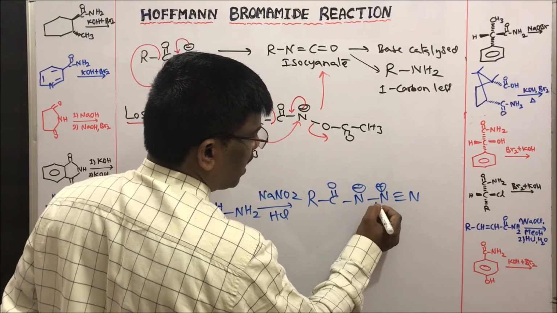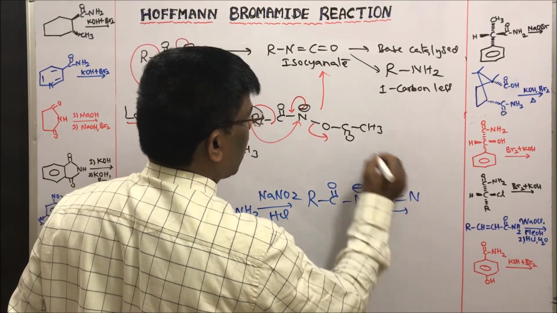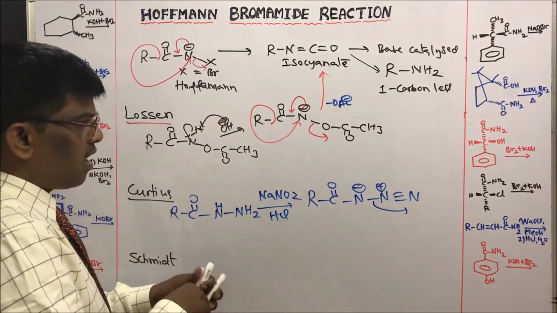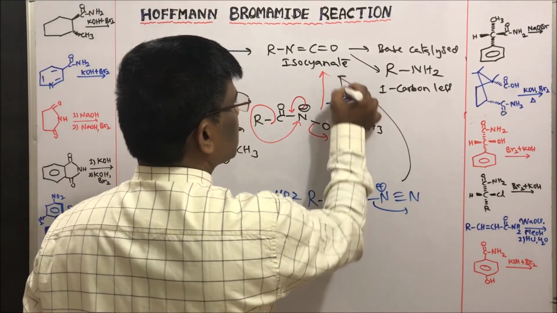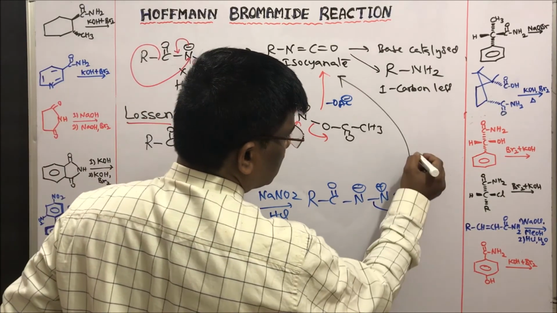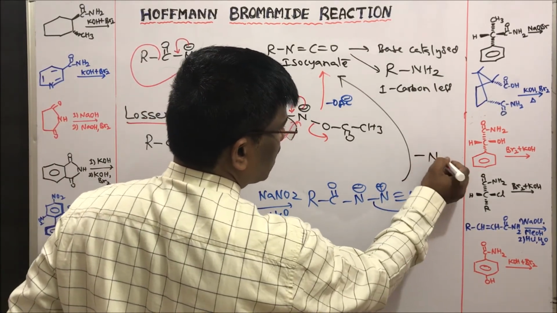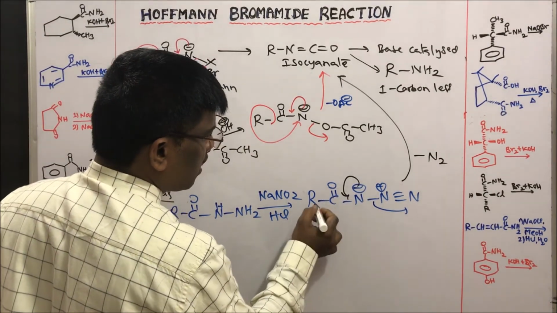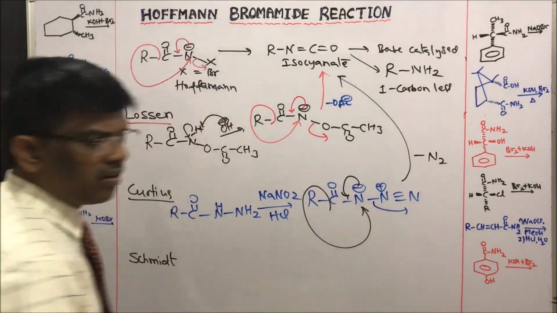Now what is going to happen? It is going to go out as OAc here. Let me write OAc here. Now it is going to form isocyanate, which is nothing but this diazonium salt going out as nitrogen. This comes here and the R group migrates onto nitrogen.